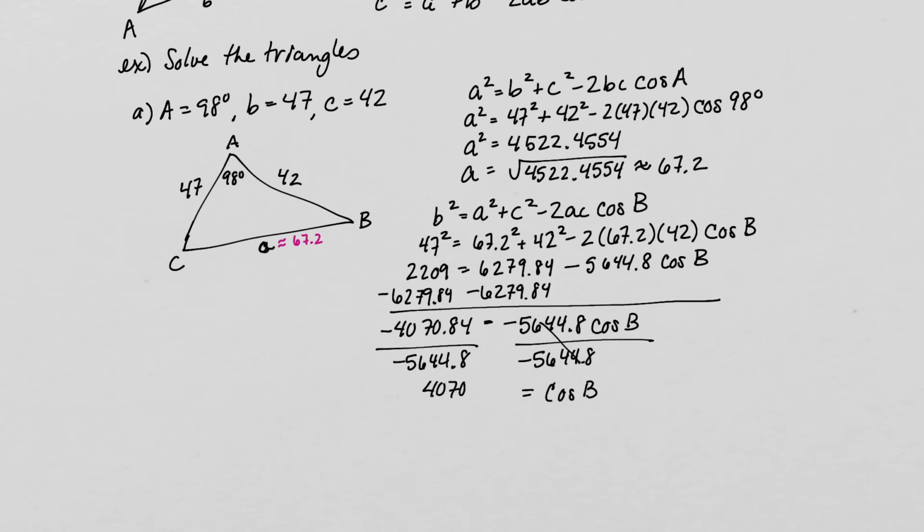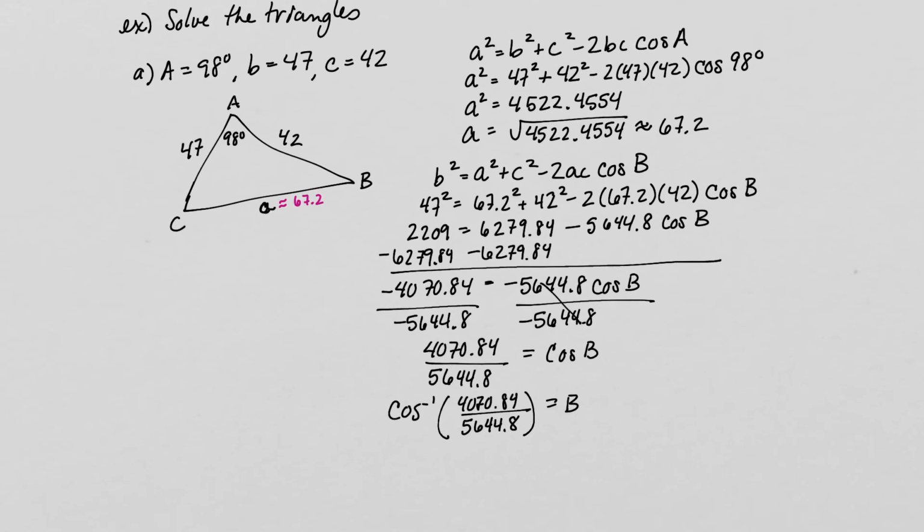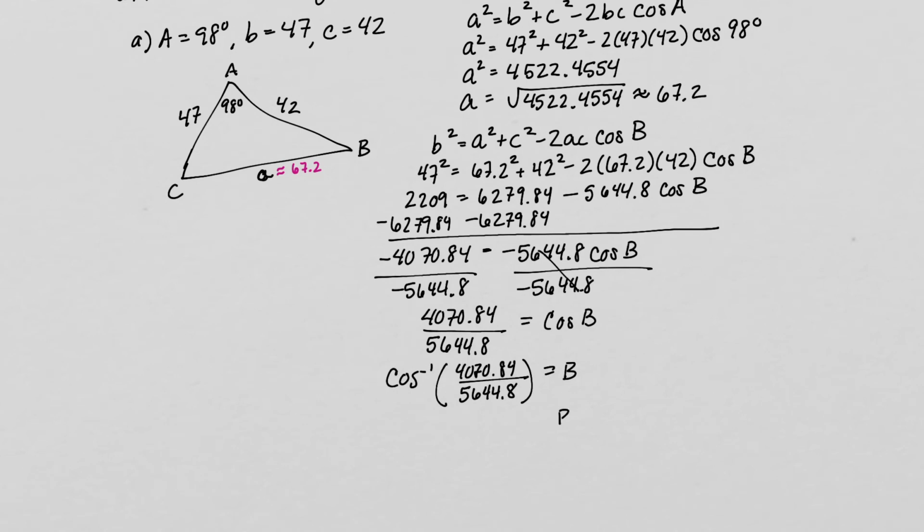So I have 4,070.84 divided by 5,644.8. And now to find B, I want to take the inverse cosine of that. So the inverse cosine of 4,070.84 divided by 5,644.8. And so B is going to be, if I round it here, 43.8. So now I know that B is 43.8 degrees.